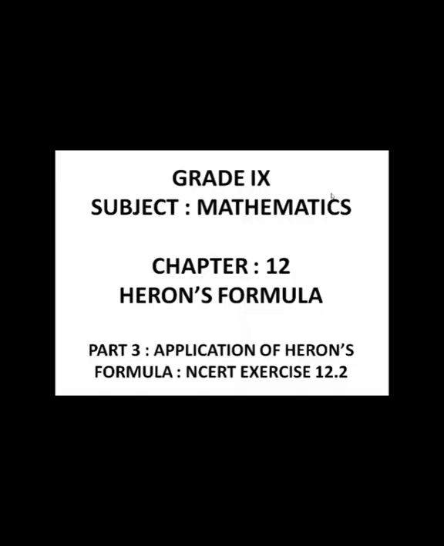Welcome to another session of Grade 9 Mathematics, Chapter 12 Heron's Formula. Dear students, in this third part of this chapter, we'll learn about the application of Heron's formula to find the area of different types of quadrilaterals by solving the sums given in NCERT exercise 12.2.